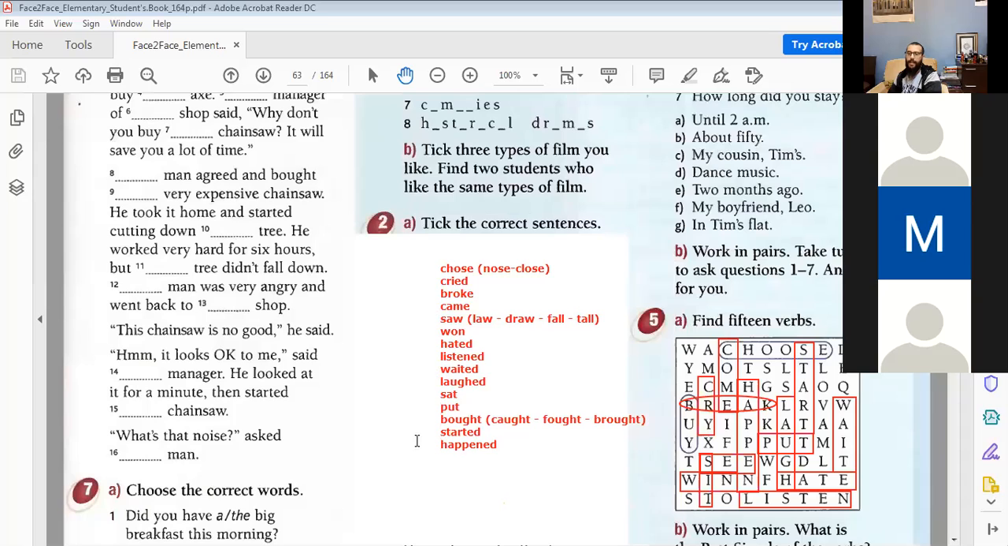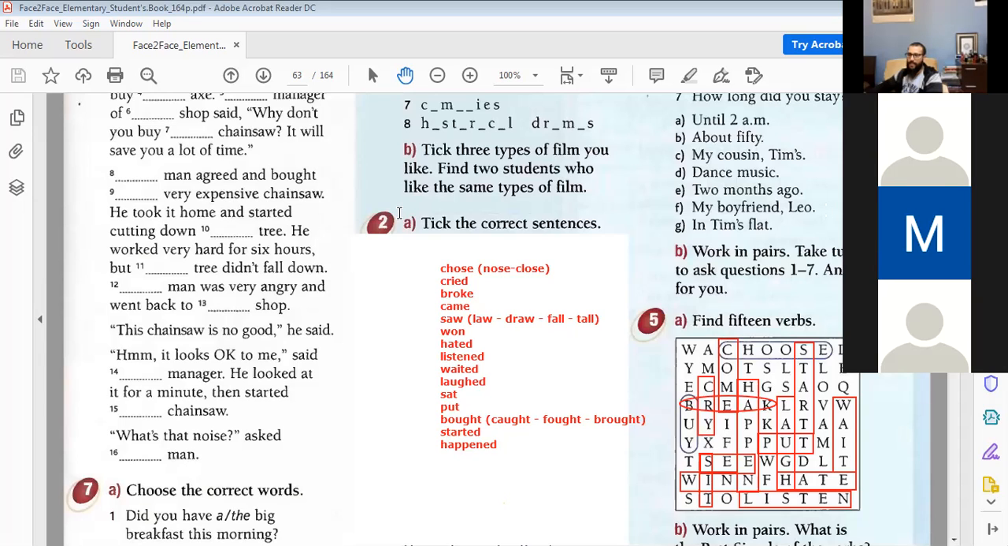Hated. Listen. Waited. Correct. Started. Laughed. Happened. That's right. Fought. Fought, is it regular? No. Yeah, fought and bought, and these are irregular. Yes. All right, very nice.